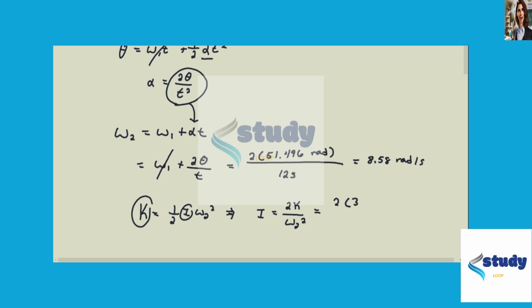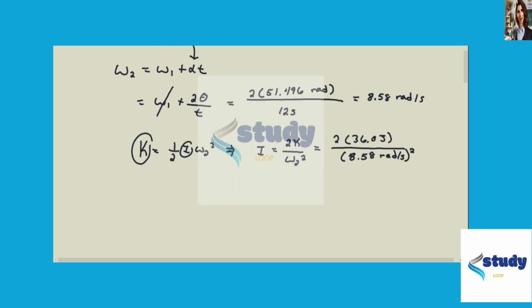And we have 36.0 joules of kinetic energy over 8.58 radians per second squared. And what we get is roughly 0.98 kilograms times meter squared. Okay? And that is your answer, guys.